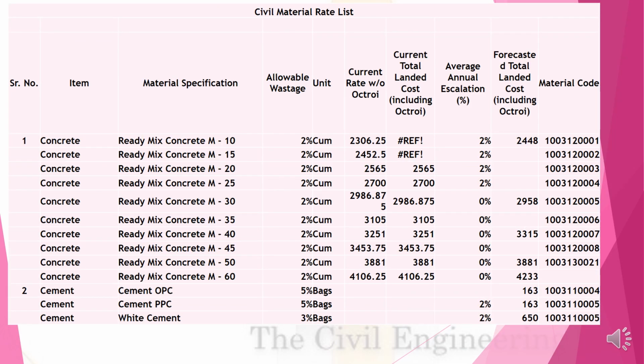Now, for analyzing all these things, you have to have your material prices. This is a sample I am giving. Ready mix M40, allowable wastage is 2%, current rate is this much, current total landed cost, average annual escalation, because every year the material prices and labor prices go up, so you have to add the average annual escalation. So, forecast of the total landed cost. This is a material code, this is an ERP code which you don't have to worry about.